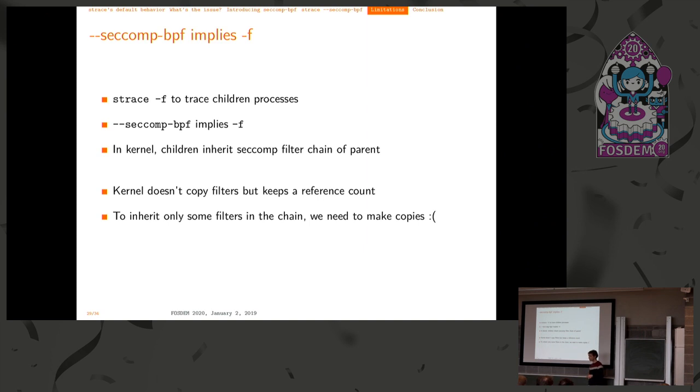However, if we have a chain, for instance, of seccomp filters 1, 2, 3, 4, we only want to inherit 1, 2, and 4, because the third one is the strace BPF program, so we don't want to inherit it for children. If we want to do this, we'll have to reconstruct the chain to have 1, 2, and 4. So we want to skip the third one. And we can't do this with references in the kernel, so currently there's no good way to do this, except if we make copies, but then there's a lot of overhead to copying the whole chain of seccomp filters.